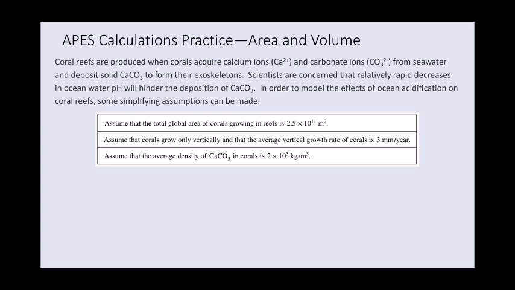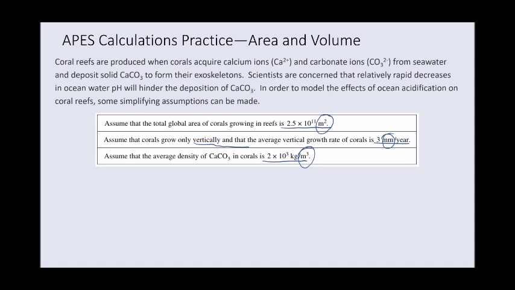We're going to assume that the total global area of coral reefs that grow are 2.5 times 10 to the 11 meters squared. We're going to also assume that there's vertical growth that is 3 millimeters a year, and then that the density of calcium carbonate in corals is 2 times 10 to the third kilograms per meter cubed. So already I'm starting to think in my mind, I'm going to have to be converting between meters squared, millimeters to meters, meters cubed.